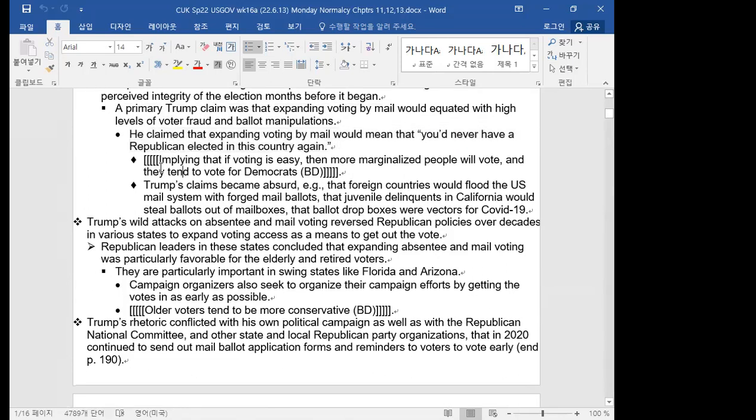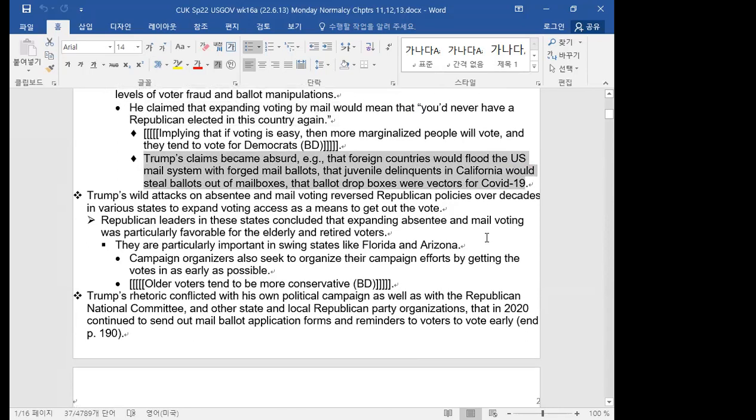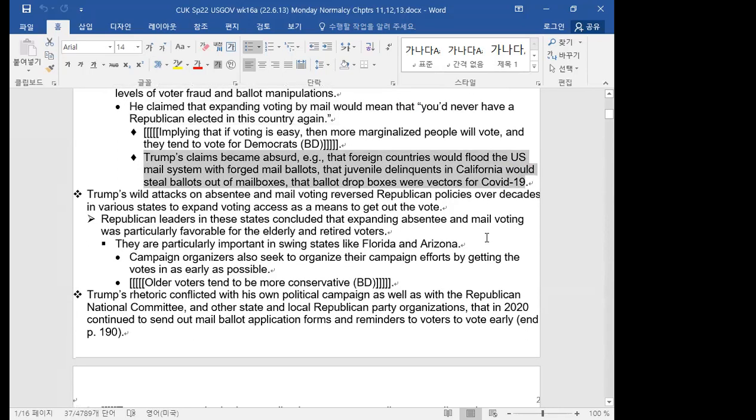Of course, the claim is implied that if this voting is easy, then more marginalized people, brown people, black people, young people will vote. But Trump's claims became absurd because he claimed, for example, that foreign countries would flood the U.S. mail system with forged mail ballots, that juvenile delinquents in California would steal ballots out of mailboxes, that ballot drop boxes were vectors for COVID-19. This sounds crazy, but like, how crazy was the Nazi belief that the Jews were ruling the world that led to the Holocaust?